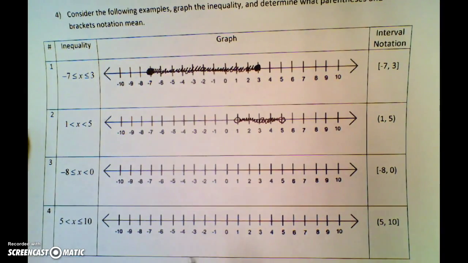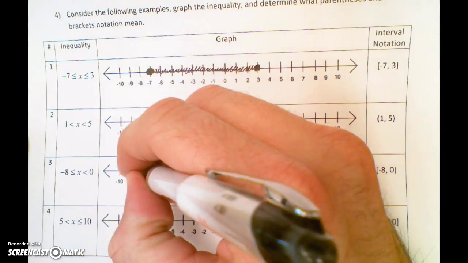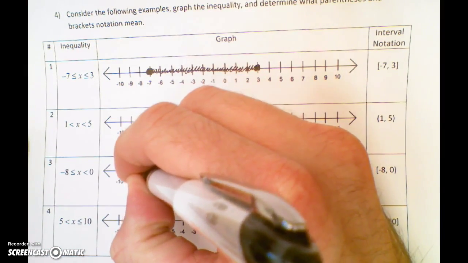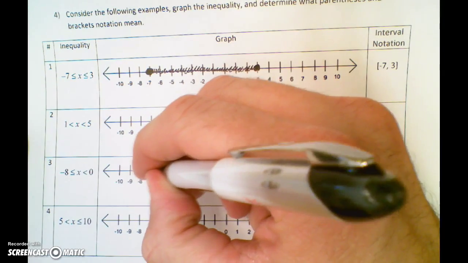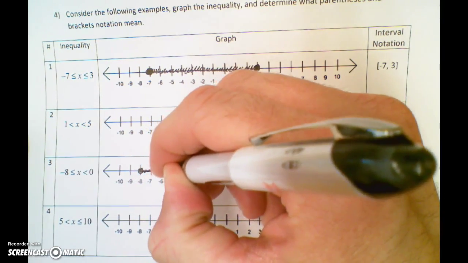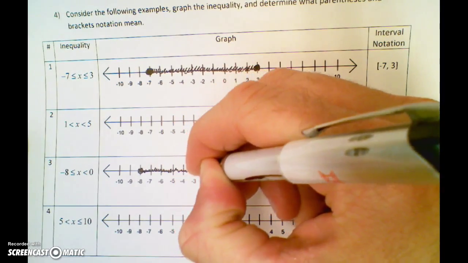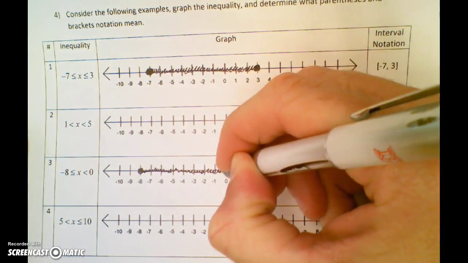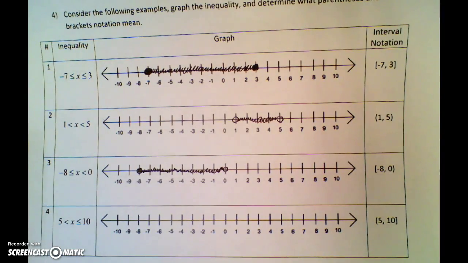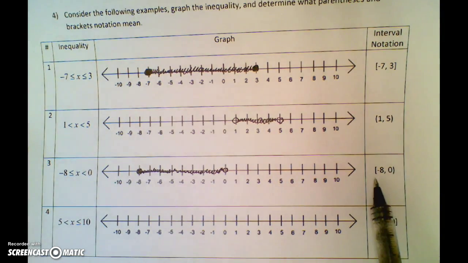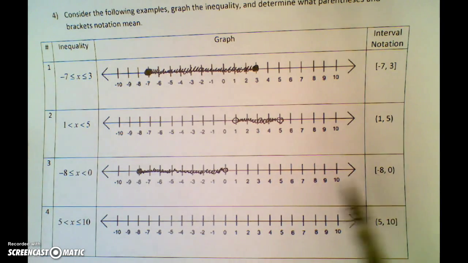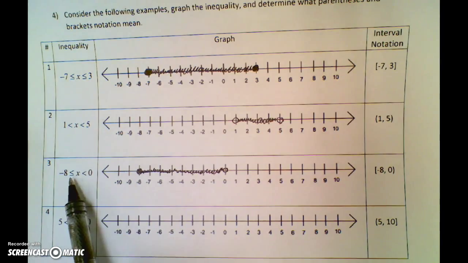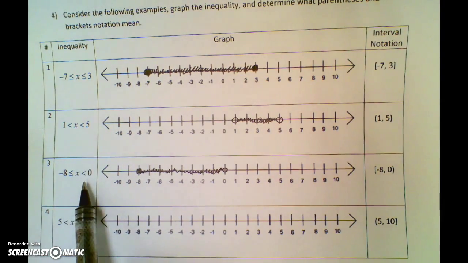You can have examples where you have one of each. So here I'm going from -8, which is included, up until 0, which is not included. So that's an open circle. And then I can shade these in between. So my range, or my interval, goes from -8 with a bracket up until 0 with a parentheses, because -8 includes the less than or equal to symbol, and the 0 is not included.